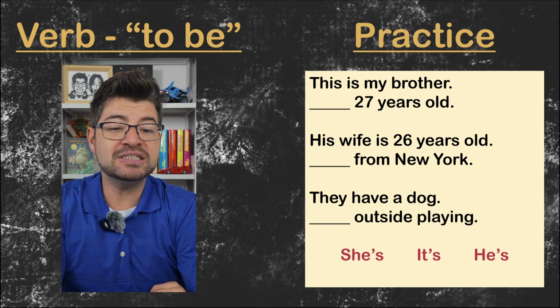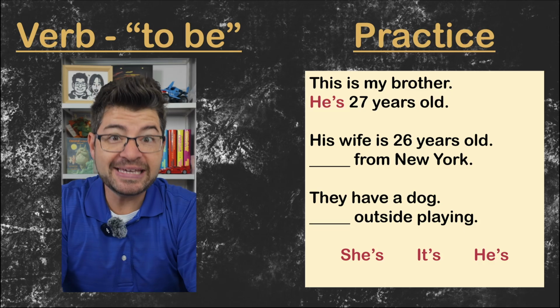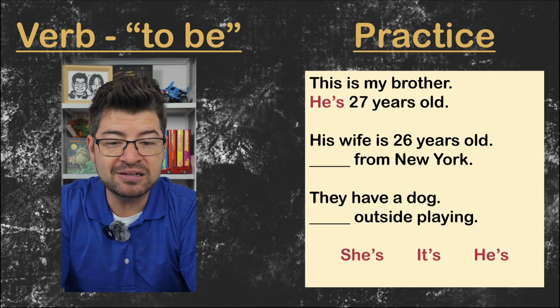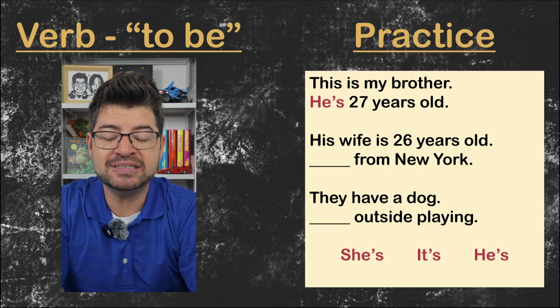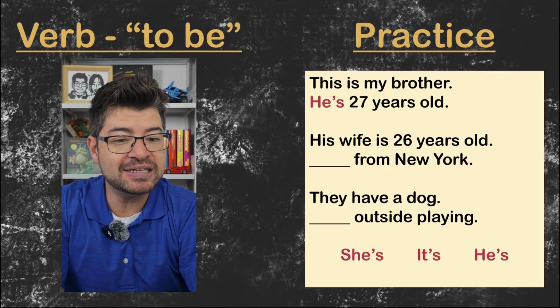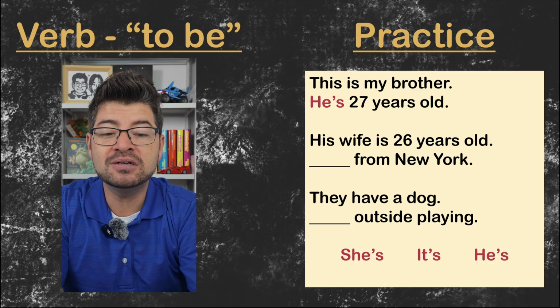Let's see. This is my brother. He's 27 years old. Because brother is a male and he is the male pronoun, we say he's. Okay? Number two, his wife is 26 years old.